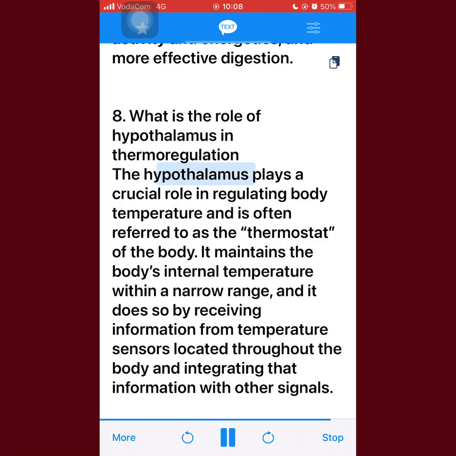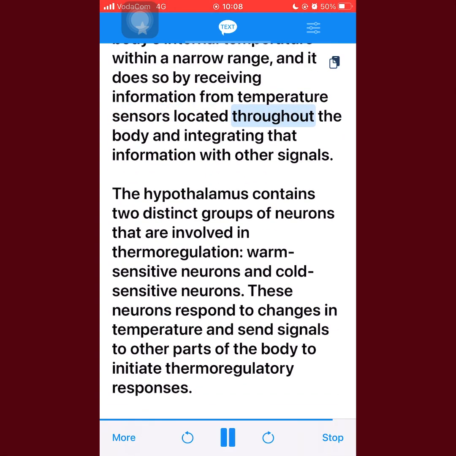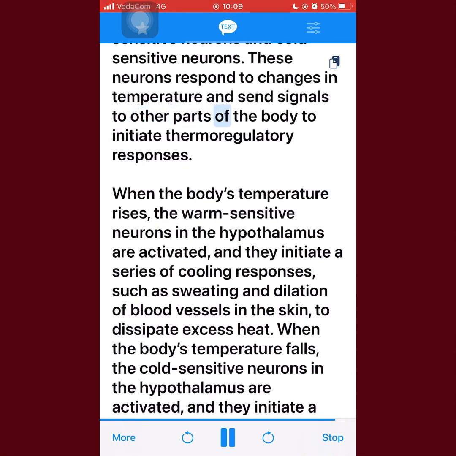The hypothalamus plays a crucial role in regulating body temperature and is often referred to as the thermostat of the body. It maintains the body's internal temperature within a narrow range, and it does so by receiving information from temperature sensors located throughout the body and integrating that information with other signals. The hypothalamus contains two distinct groups of neurons that are involved in thermoregulation: warm-sensitive neurons and cold-sensitive neurons. These neurons respond to changes in temperature and send signals to other parts of the body to initiate thermoregulatory responses.